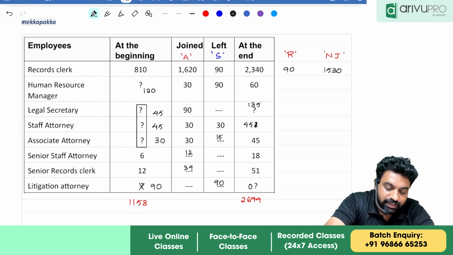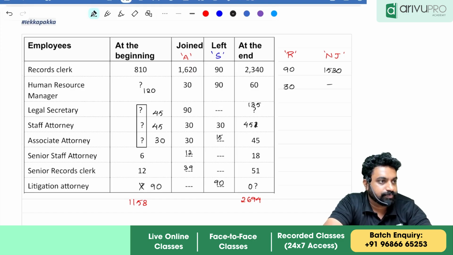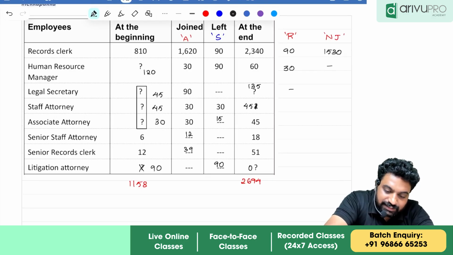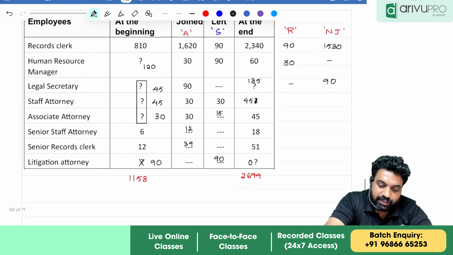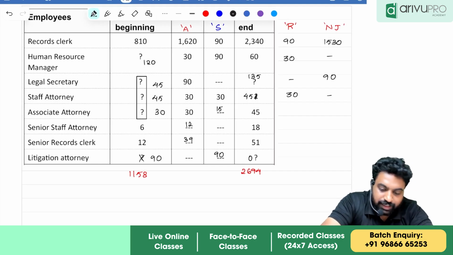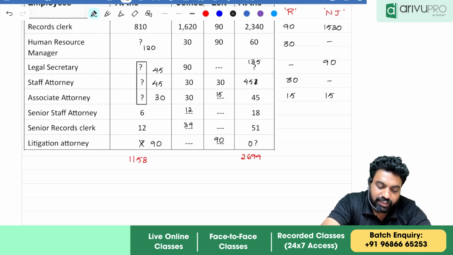New joinees, like new accession, is only 30. That I assume everyone are replaced. Next, 90 joined, none of them left. Everything is new joinees. Next one, 30 left, 30 joined. Replacement 30, new joinees nil. Next one, 15 left, 30 joined. 15 replacement, 15 new joinees.